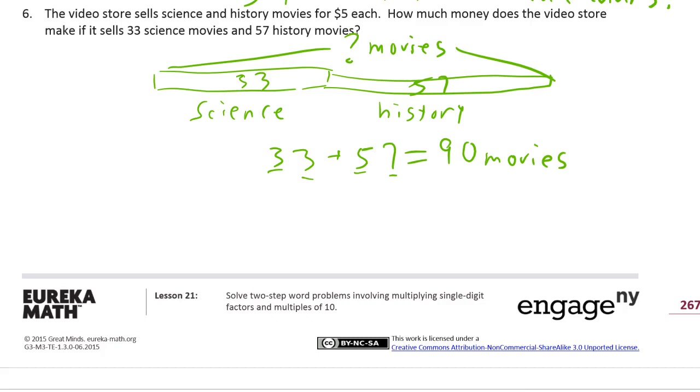And then we have to figure out, that's $5 each, right? 90 times $5 is what? Well, using our times 10 skills, we're thinking of 9 times 5 times 10, right? It's kind of how you're going to do it in your head. You're thinking of that 9 times 5 is 45, and the 45 times 10 is $450.